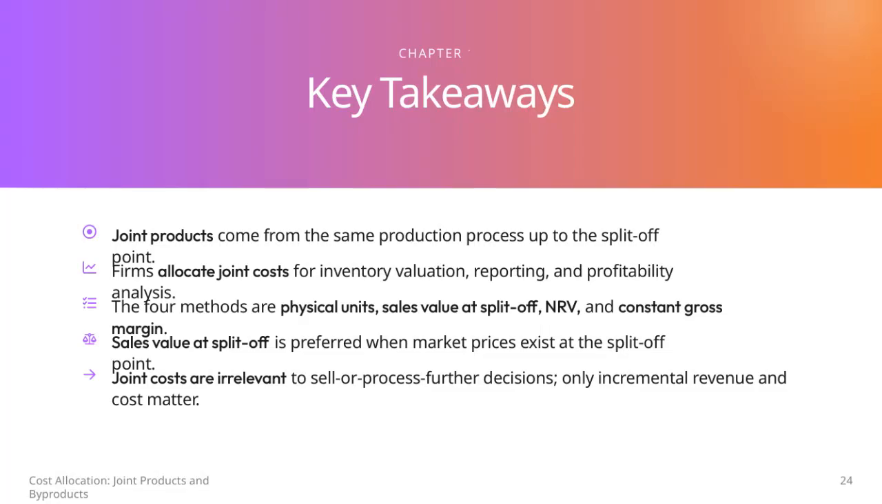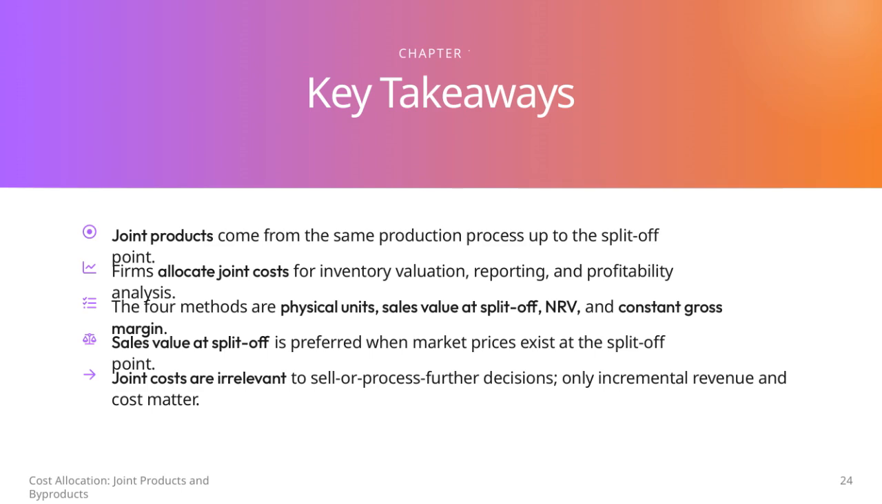Here, we're focusing on joint products, which are multiple products that arise from the same production process until a certain point known as the split-off point. At this stage, the products become distinct. Companies need to allocate joint costs to properly value inventory, report financial results, and analyze profitability. There are four main methods used to allocate these costs: physical units, sales value at split-off, net realizable value, and constant gross margin. Among these, the sales value at split-off method is often preferred because it uses actual market prices available at the split-off point, providing a more accurate allocation.